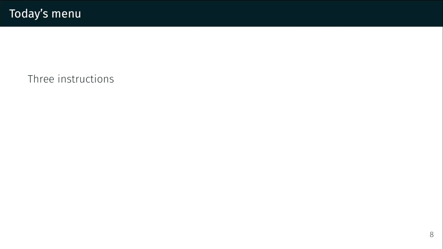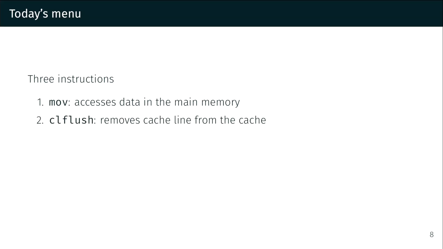So for today, we're going to see only 3 instructions, as I've been telling you. The move instruction does a lot of things, but the aspect that we're interested in is that it can access data in the main memory. We're going to see CL flush. What it does is that it removes a cache line from the cache, from the whole cache. And we're going to see prefetch. Here it prefetches a cache line for future use.